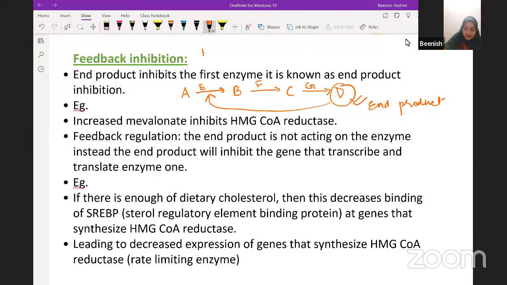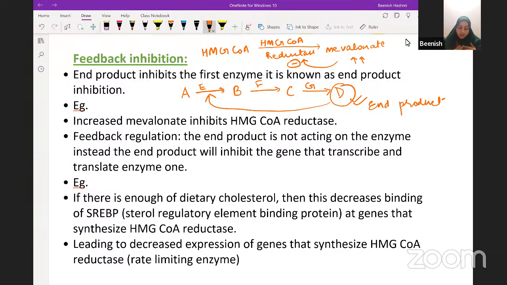So you see, HMG-CoA was changing into mevalonate. The enzyme was HMG-CoA reductase. So when mevalonate is increased, it inhibits this enzyme. Okay, so the end product, which is mevalonate, is inhibiting the enzyme.